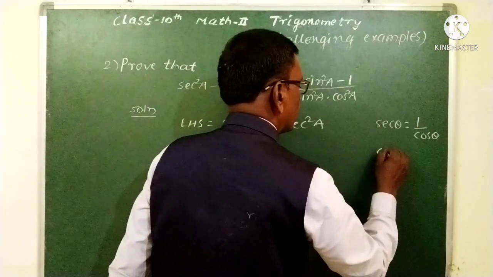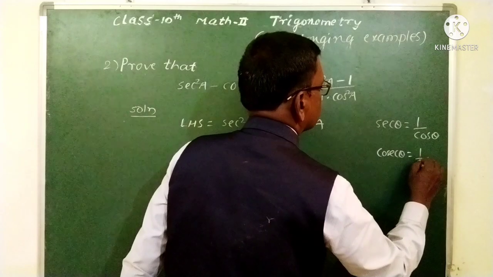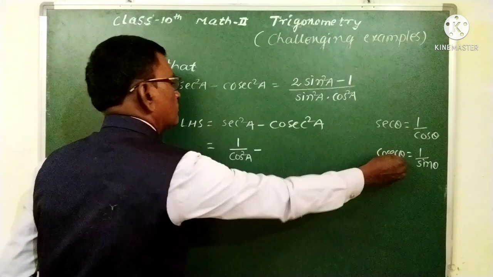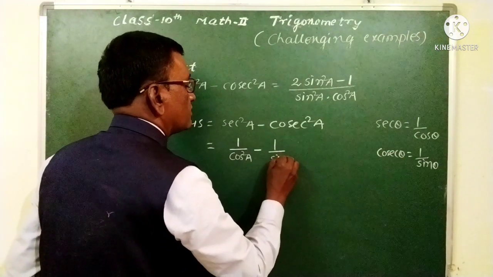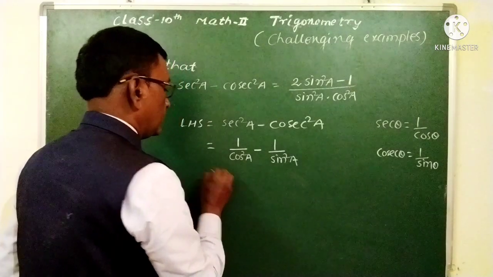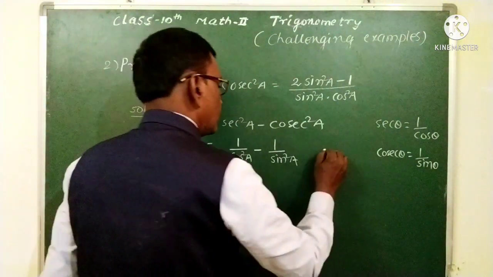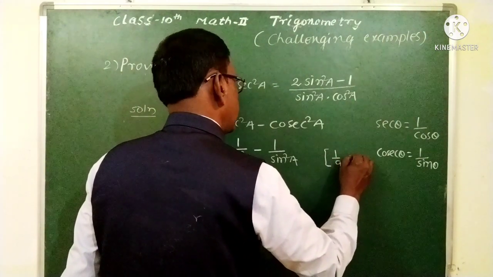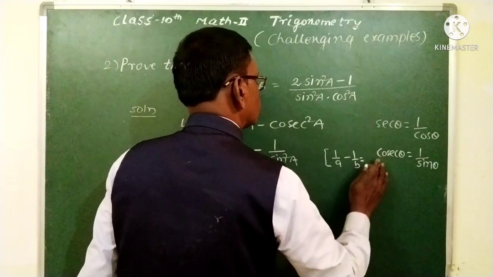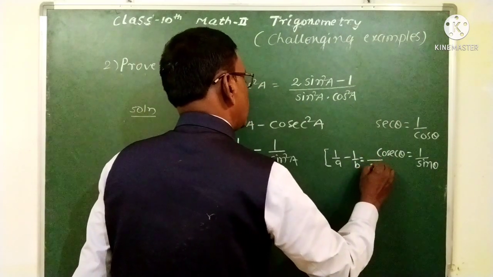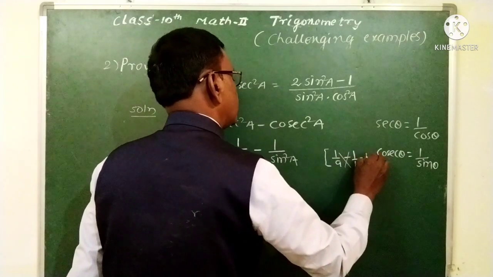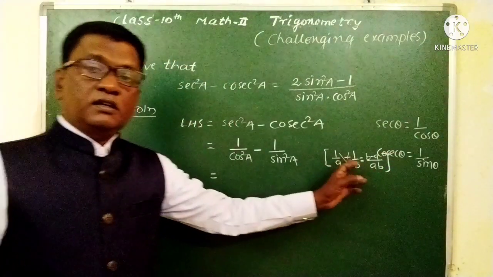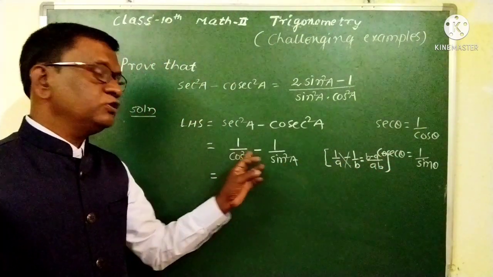And again we have the formula for cosec theta is equal to 1 by sin theta. Replace this cosec square A by this formula as 1 by sin square A. In algebraic expressions, we have the formula 1 by a minus 1 by b equal to ab, and we write it as b minus a. Take cross multiplication. This formula we have to use here.